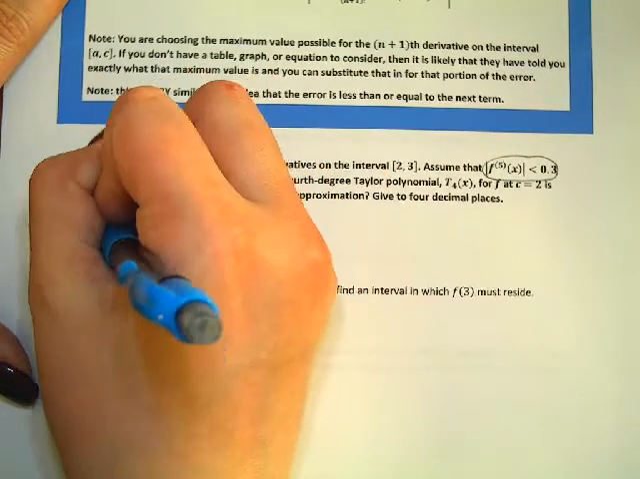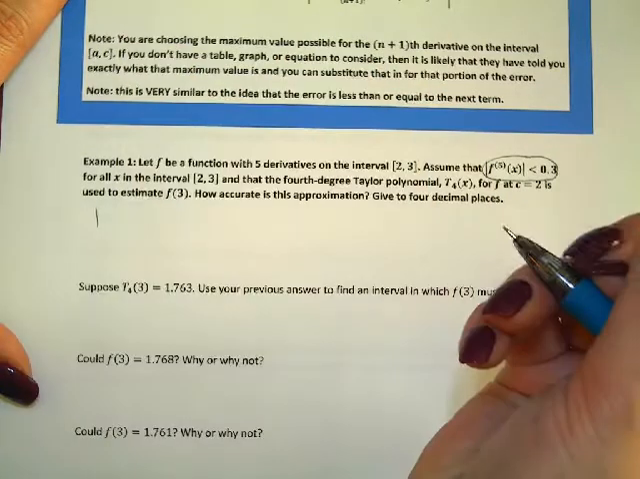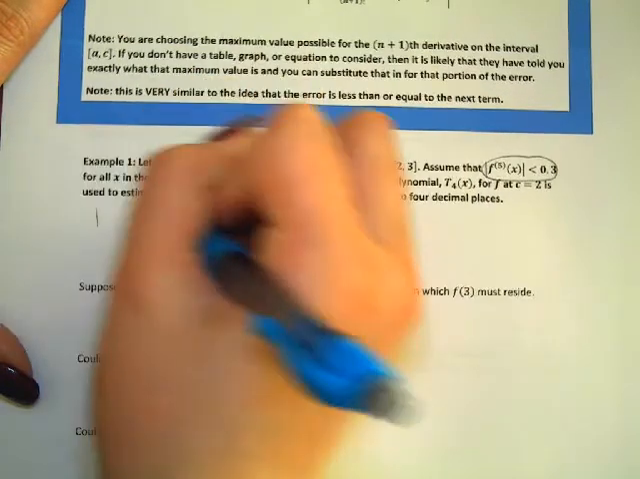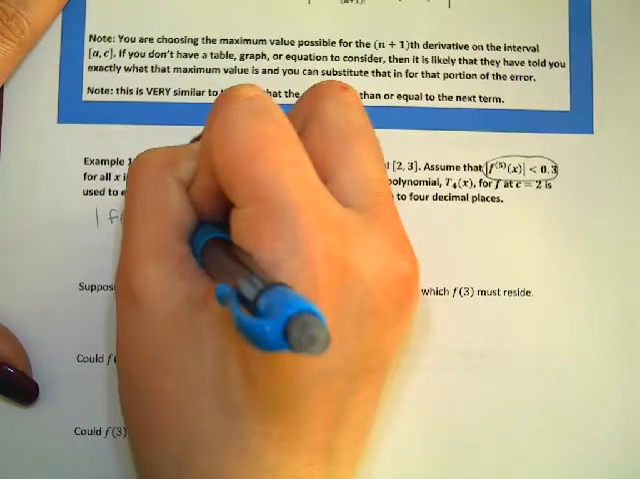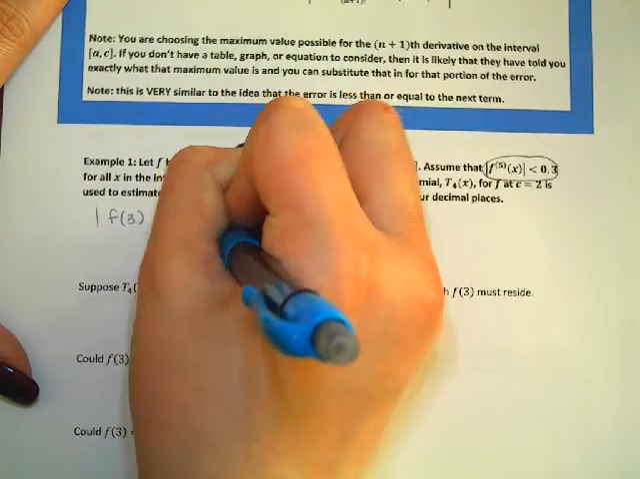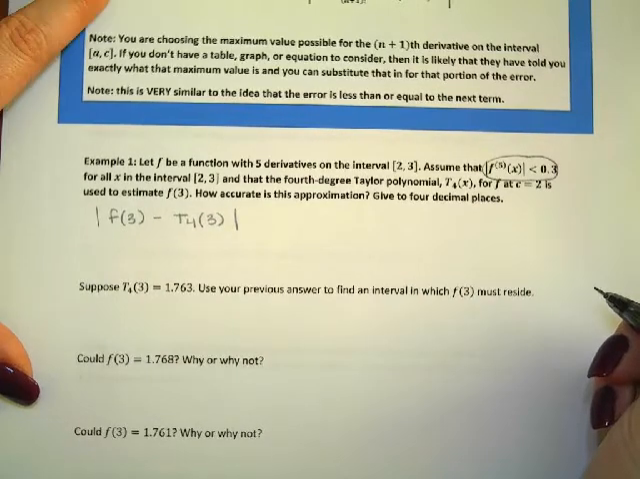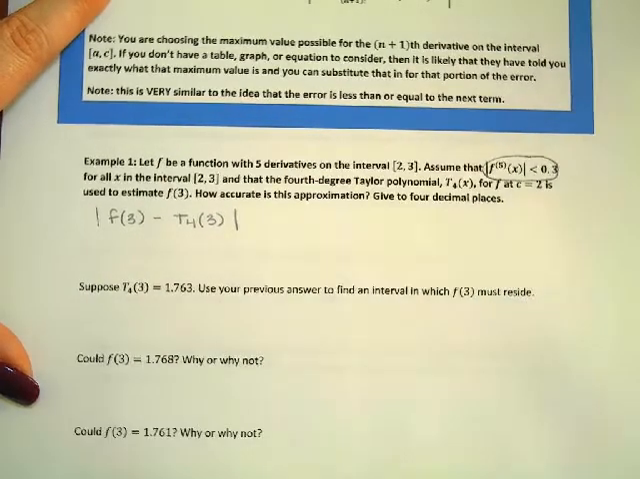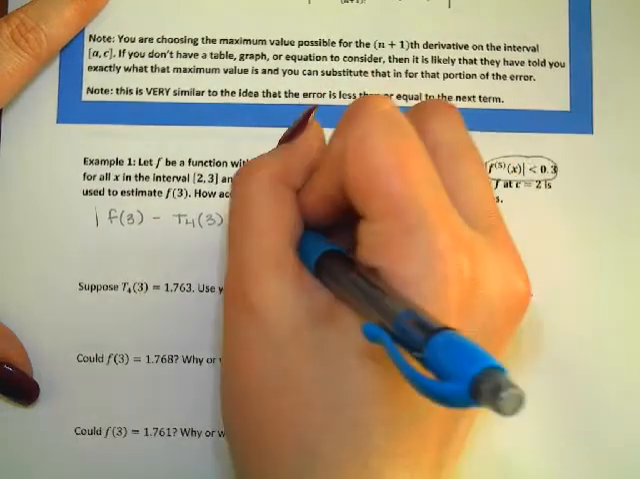So when we write error, we were writing the word error for this, but if you want to look at what the error actually is, it's saying if I were to take the function and evaluate it at 3 and subtract off my approximation, the error is how far off my answer is from the approximation, all right? Or it's the remainder. If I were to plug in my approximation, it's how much further I would have had to go to get the actual value.